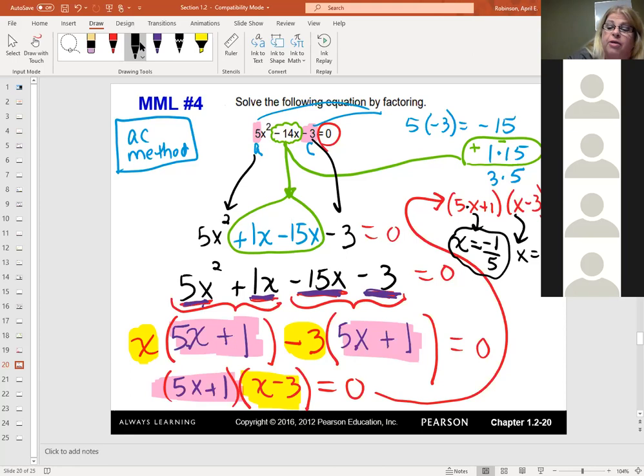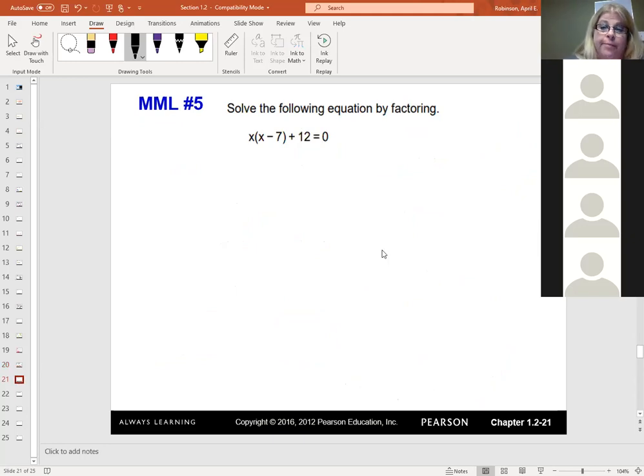Another F word in math, fractions. Why? I just threw a bunch of F words at you. Factoring, foiling, fractions. Just wait till we get to functions. Another bad joke. Okay. All right. Moving on. Number 5. Okay.